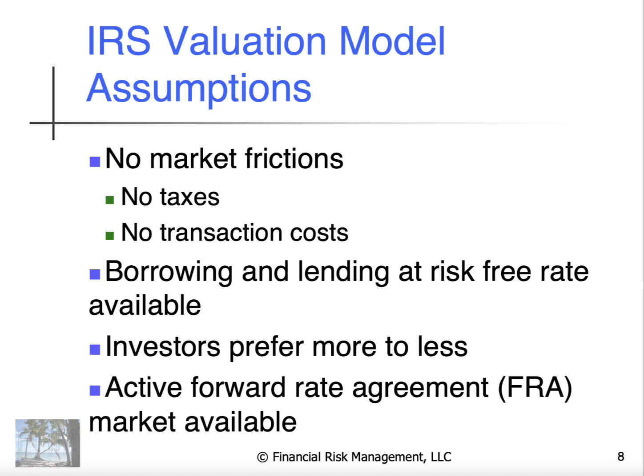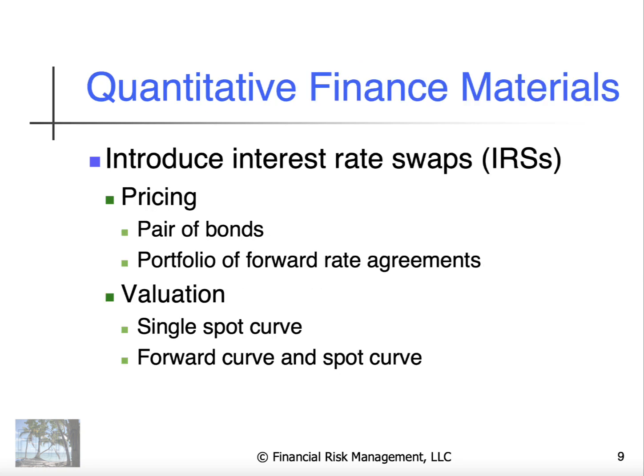Valuation model assumptions. We'll assume there are no market frictions like taxes or transaction costs. I'll assume I can borrow and lend at the risk-free rate. All I require is that investors prefer more to less. I assume an active forward rate agreement market is available. This is a technicality in order to get the arbitrage to actually work.